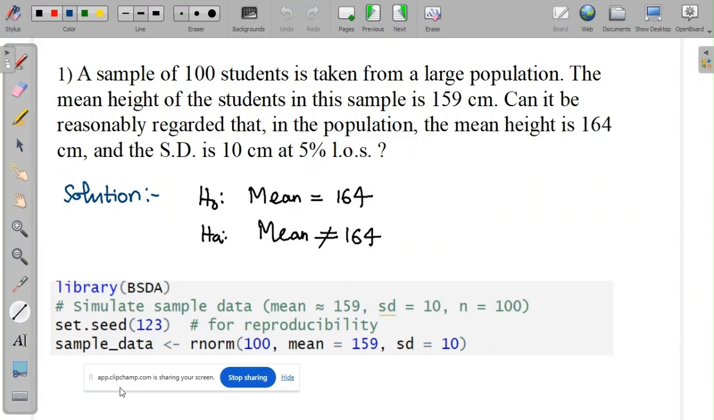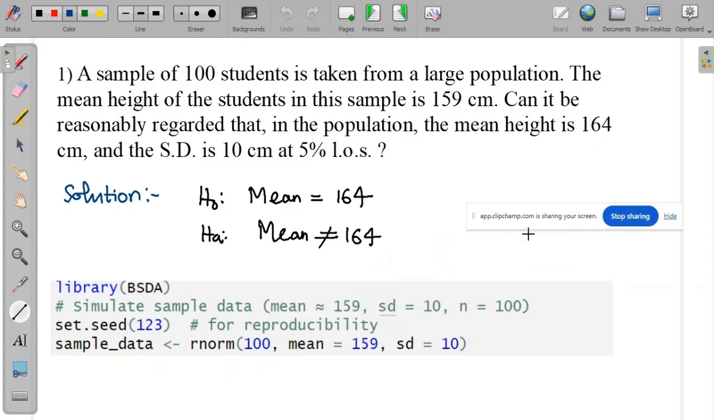Okay, the first problem goes like this. A sample of 100 students is taken from a large population. The mean height of the students in the sample is 159 centimeters, and we consider if we can accept the claim that the mean height is 164 and the SD is 10 centimeters at 5% level of significance. So we define the null and alternate hypothesis for this problem. It's pretty simple. And after this, we call the package using the library function.